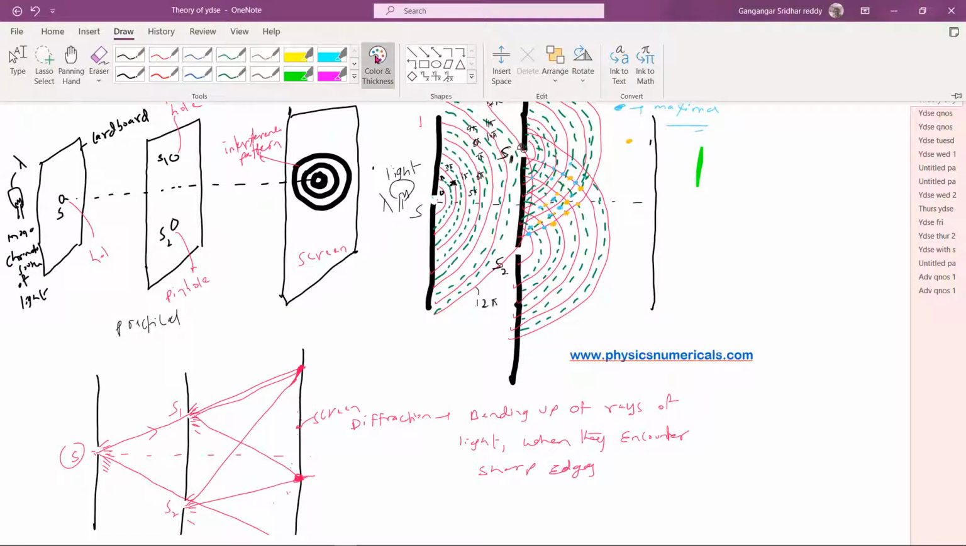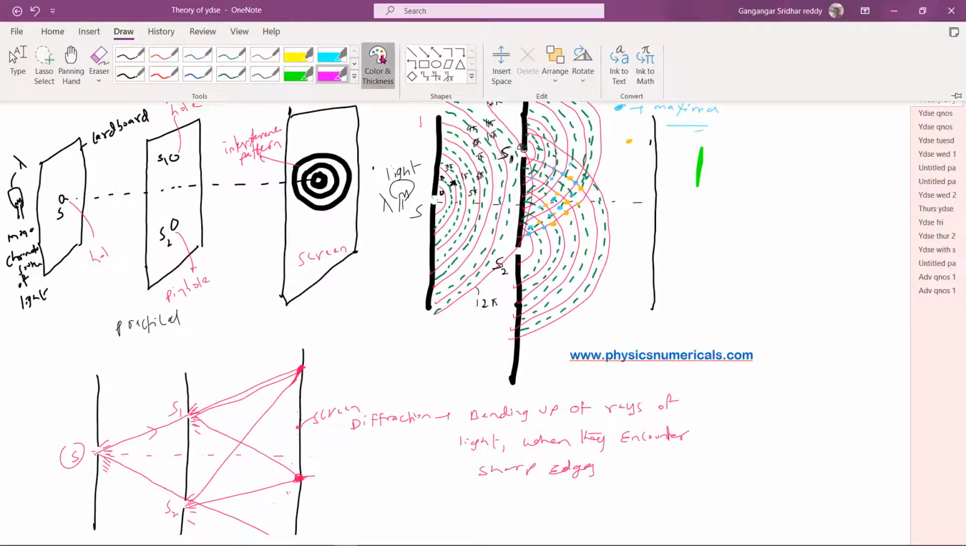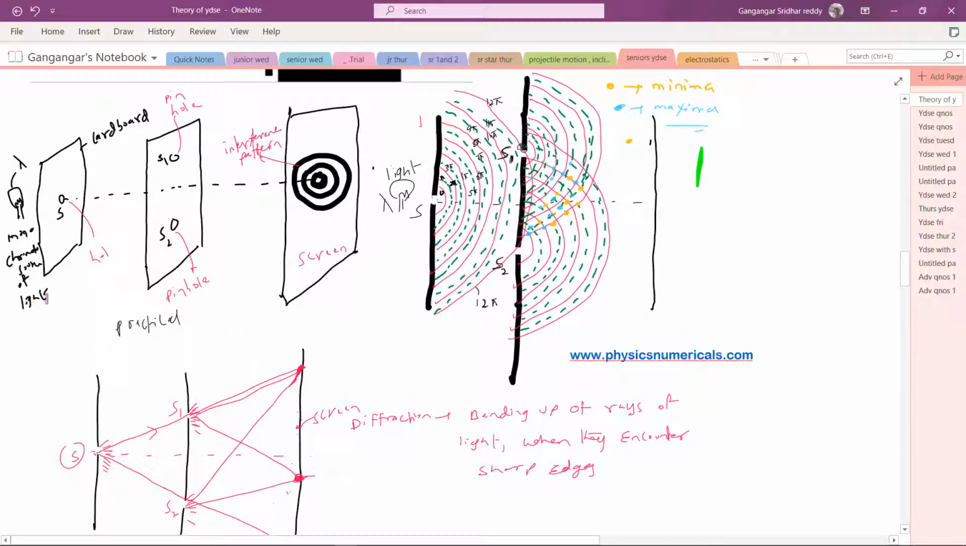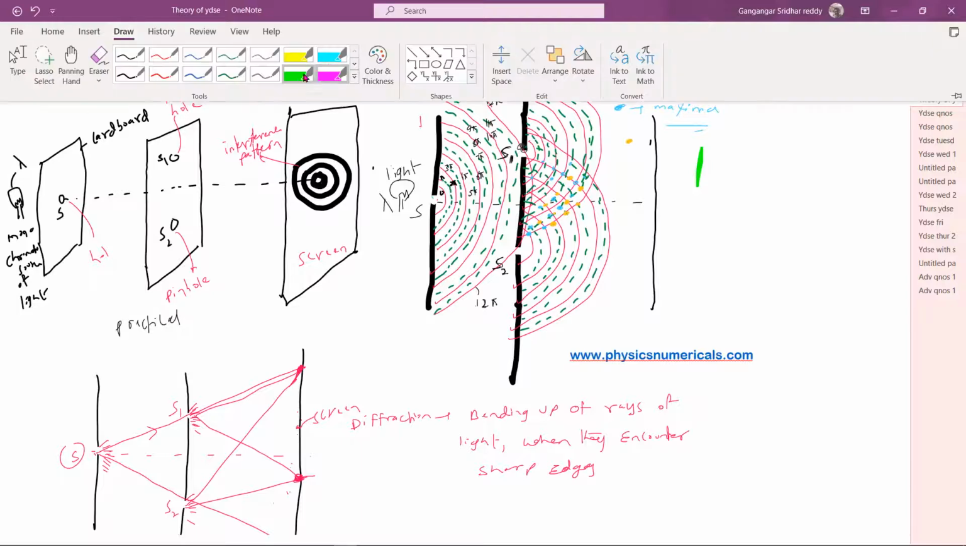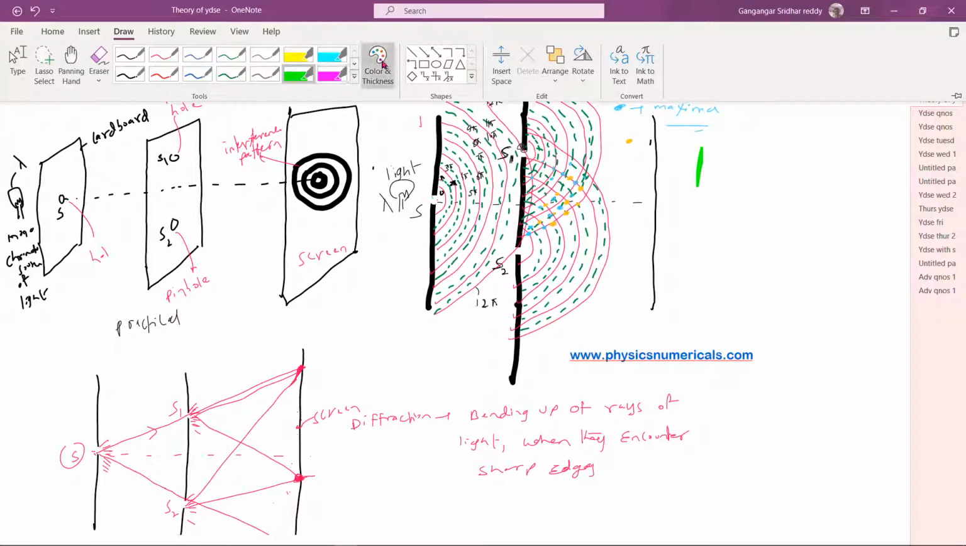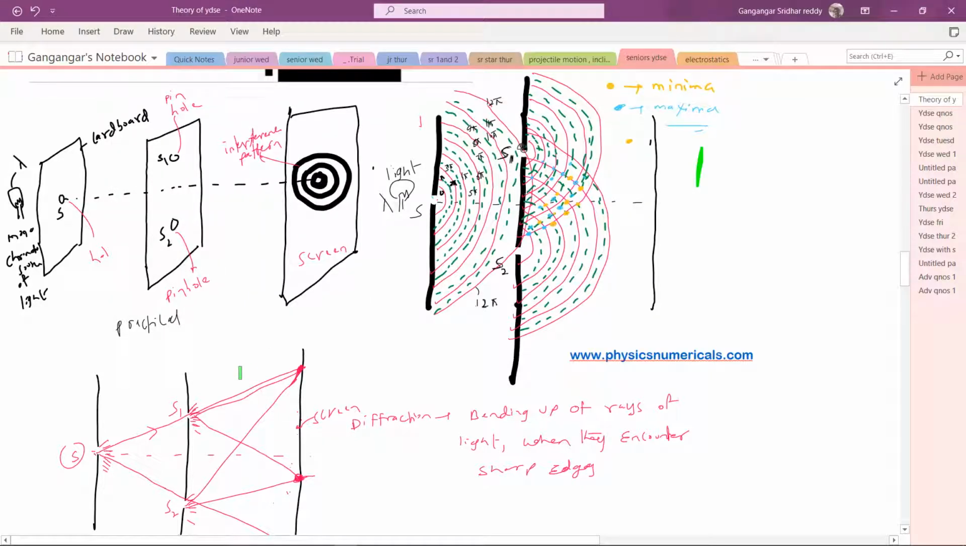Let me choose some color. Some green color, let me choose it. Okay, the pointer, if all of you are able to see the pointer, then let me proceed. Okay, now we'll proceed like this.